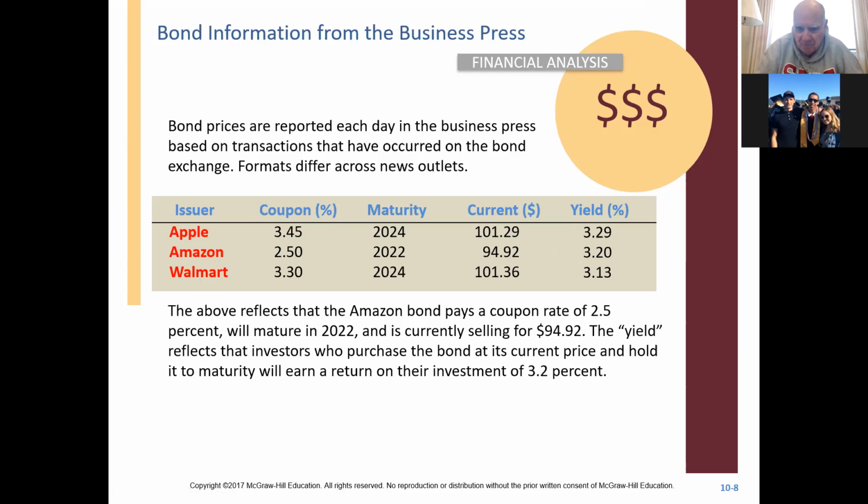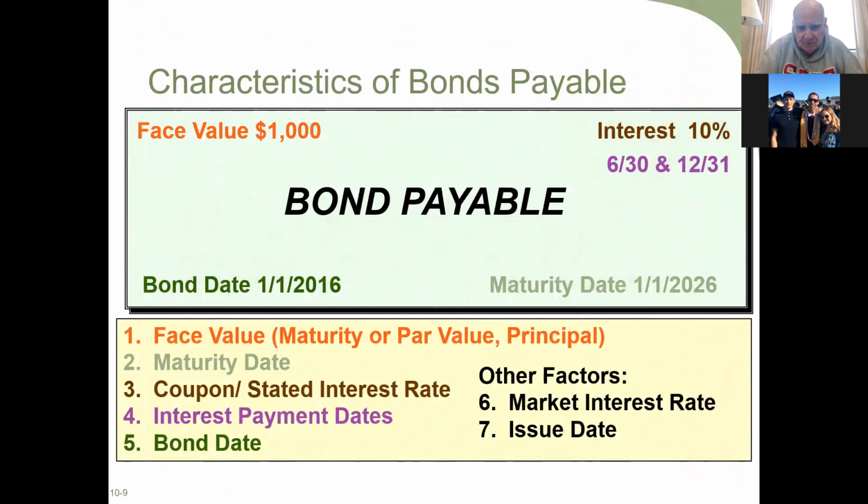And let me continue from there. Hopefully this will be a little more clear. Look at your bond note. Face value $1,000, 10% interest paid semi-annually.